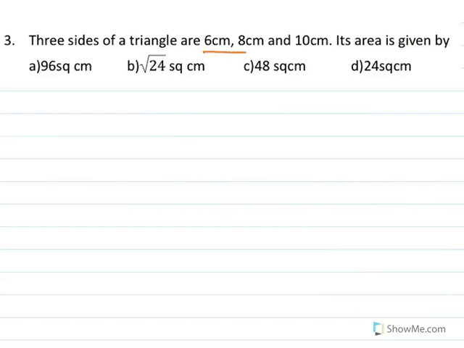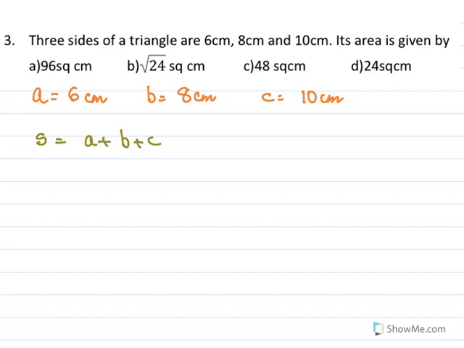Three sides of a triangle are 6, 8 and 10. Find its area. So we do this by Heron's formula. So one side A is 6 centimeter, the other side B is 8 centimeter, and C is 10 centimeter. In the next step, we need to find the semi-perimeter, which is S equals A plus B plus C divided by 2, which is 6 plus 8 plus 10 divided by 2. And this is 24 divided by 2, which is 12.